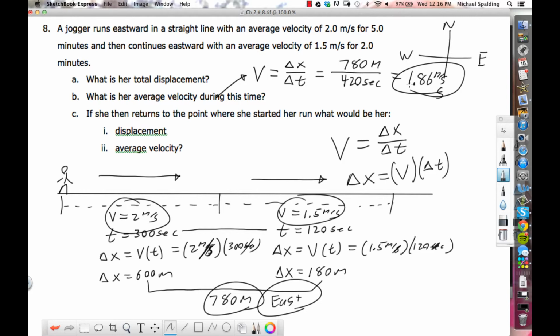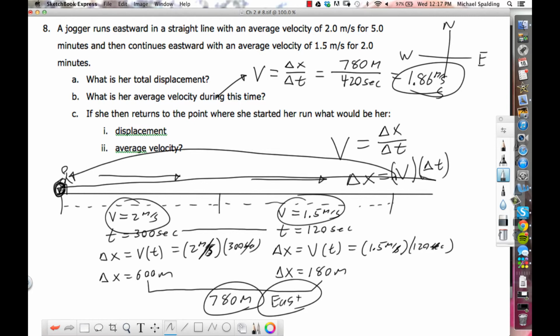Okay, C. If she then returns to the point where she started, what would be her displacement? She starts over here, goes all the way out here and then comes back again. What is her change of position? 0. The displacement is 0.